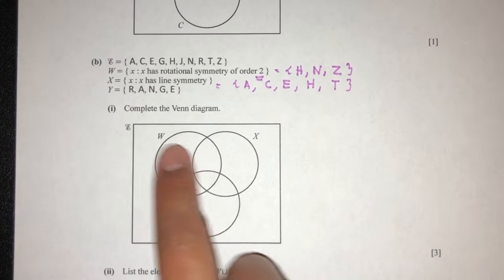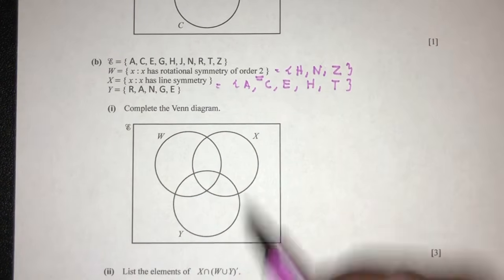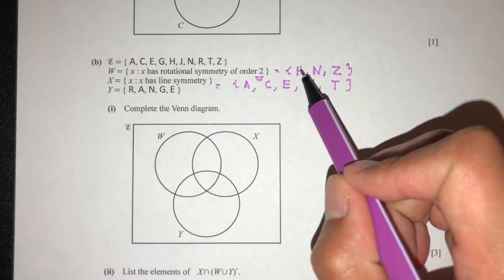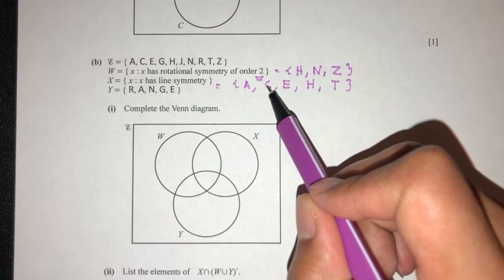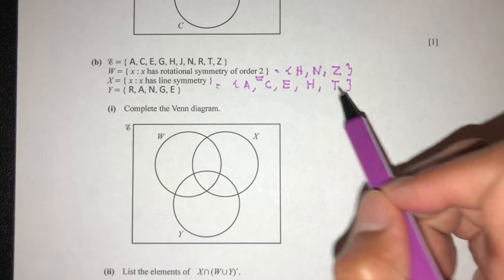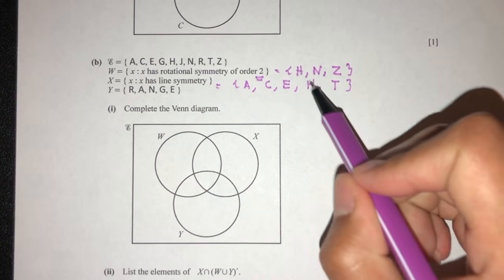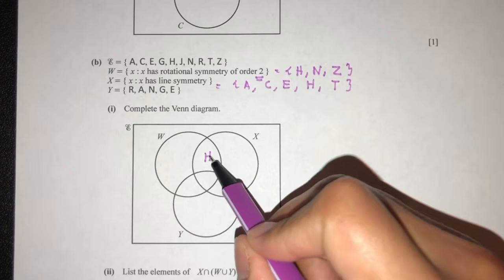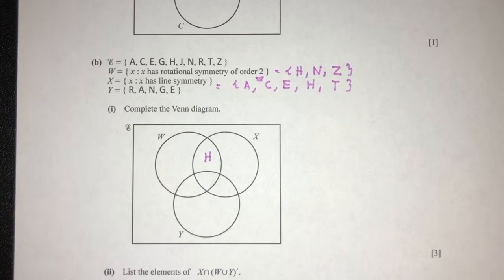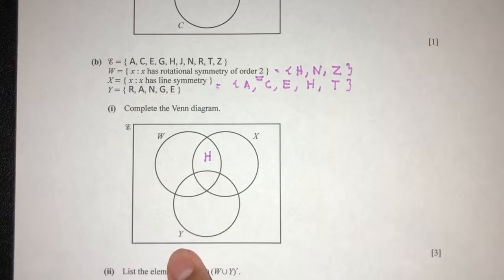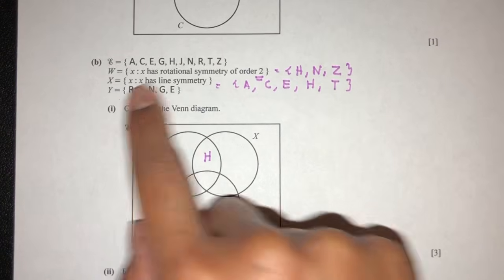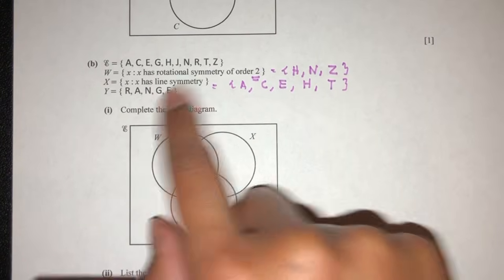How about these two? W and X. We have A here. We have H here, C, E, this, and this. So they are not matching really, as you can see. What do we have in common? Let's check this out. I think we have H. I don't know why I missed this one. H is in common, so H goes here. Right. So H is good. How about this one? W and Y. R, no R. A, no A. N, N. So N is here.